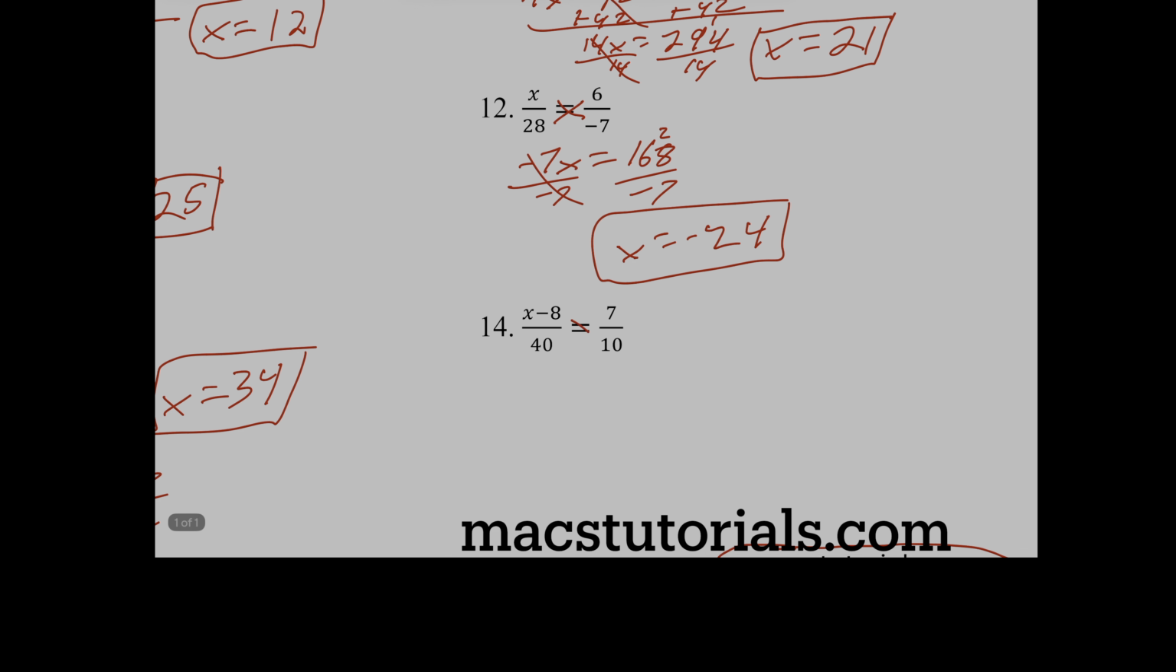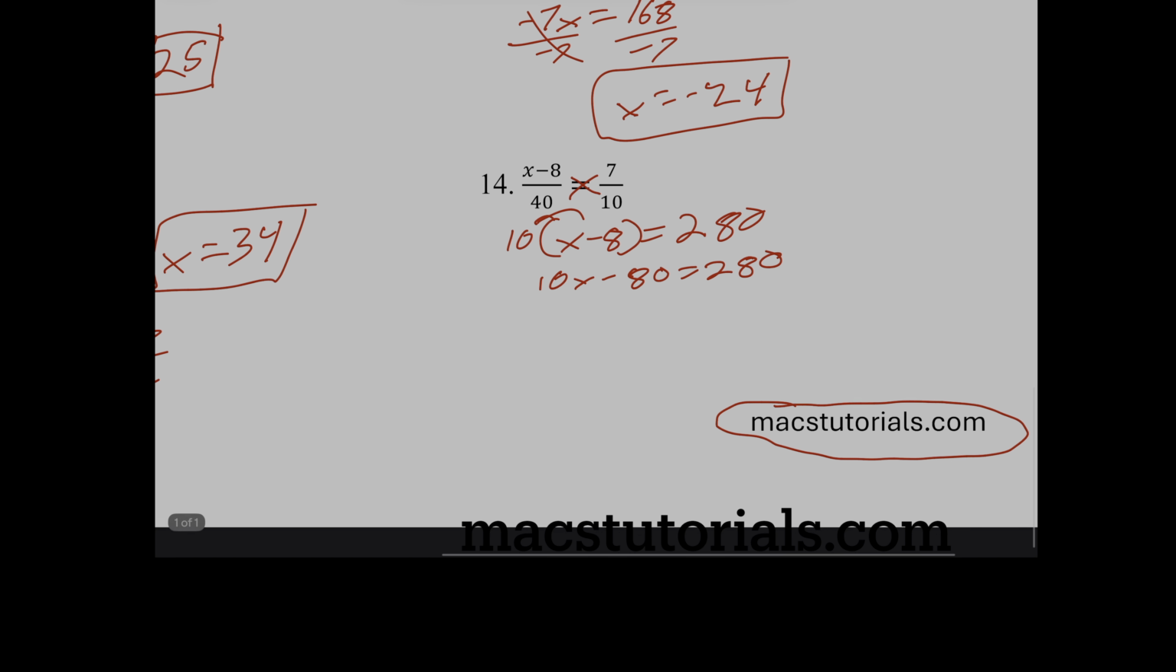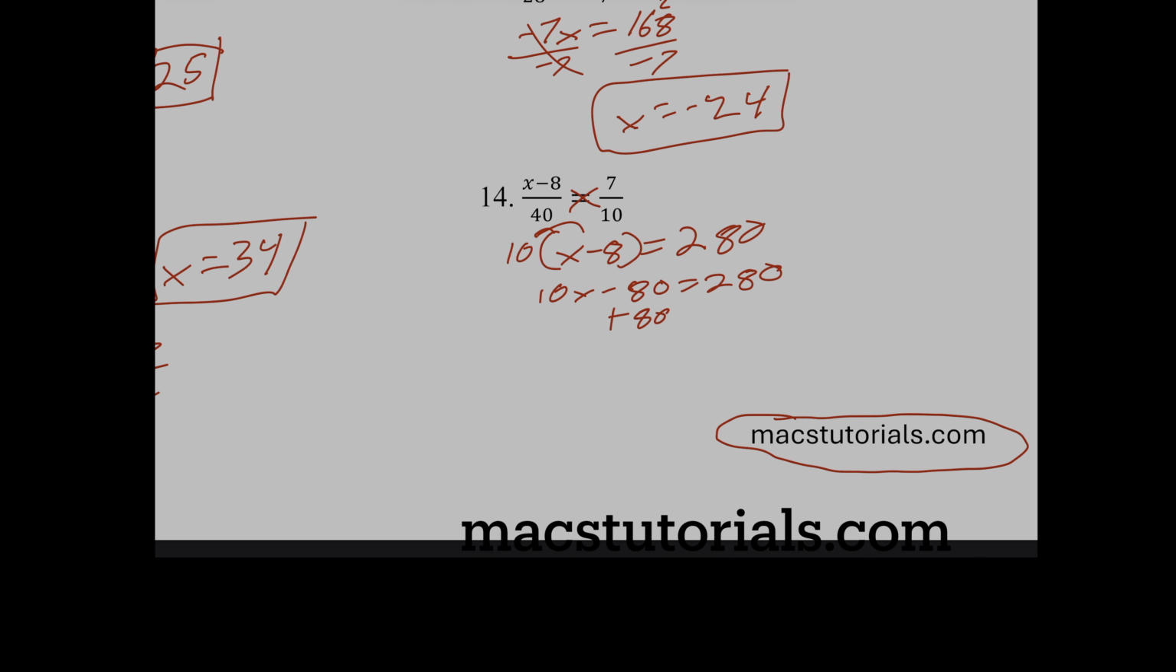And number 14, last one, we're going to cross multiply. 10 parentheses x minus 8 equals 280. Once I distribute that through, I get a 10x minus 80 equals 280. Now I want that 10x by itself, so we're just going to add my 80 to both sides, and that's going to give me a 10x equals 360. And once I divide each by 10, I get an x equals 36.